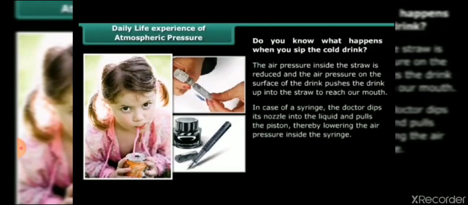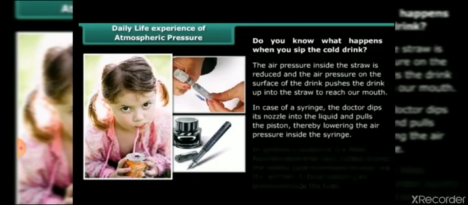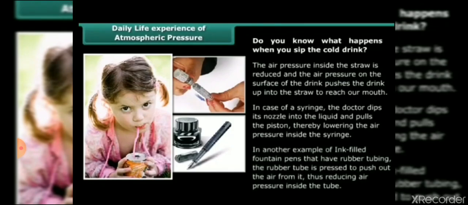In case of a syringe, the doctor dips its nozzle into the liquid and pulls the piston, thereby lowering the air pressure inside the syringe. Another example is ink-filled fountain pens that have rubber tubing. The rubber tube is pressed to push out the air from it, thus reducing air pressure inside the tube.